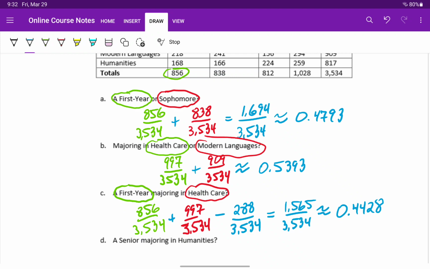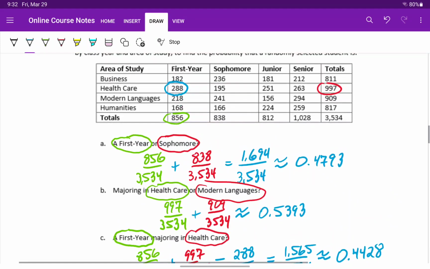In part D, we want the probability of selecting a senior who's majoring in humanities. So we have 1,028 seniors. We have 817 students majoring in humanities, and we have 259 students who fall into both of those groups.